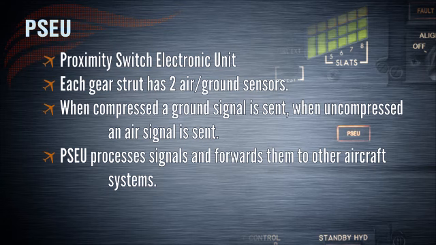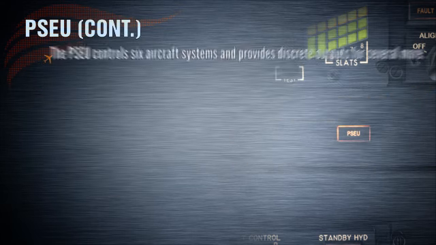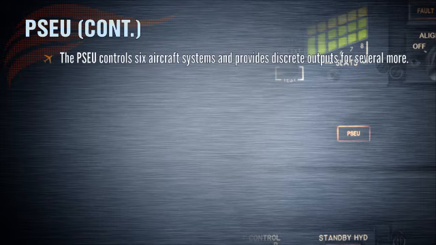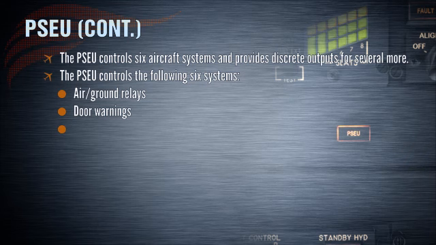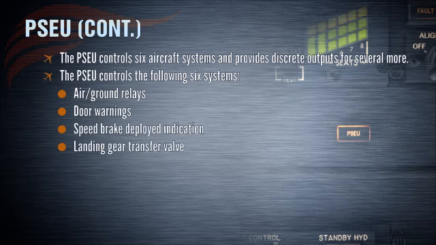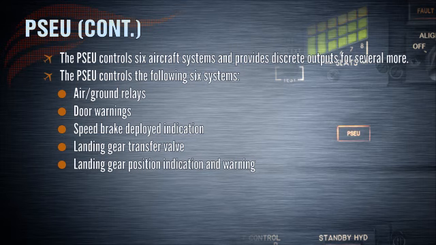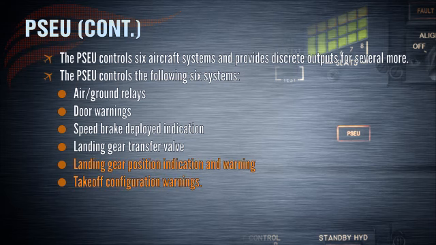The PSEU controls 6 aircraft systems and provides discrete outputs for many more. The PSEU controls the following 6 systems: air-ground relays, door warnings, the speed brake deployed indication, landing gear transfer valve, landing gear position indication and warning, and takeoff configuration warnings. The latter two are the functions that we're concerned with here, and we will run through them shortly.